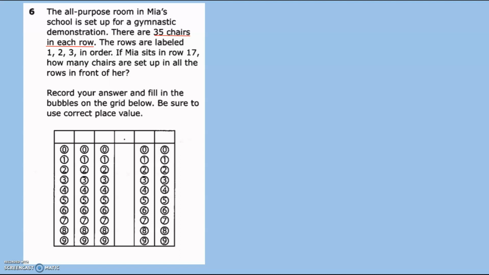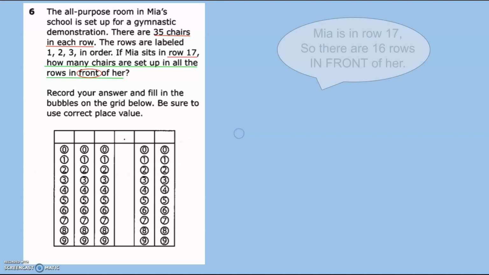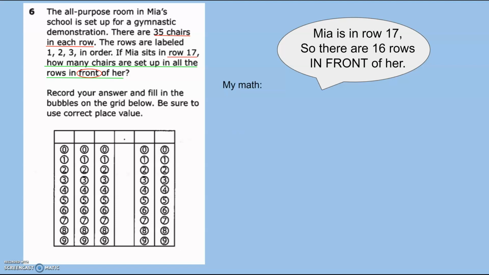First of all, I need to remember that there's 35 chairs in each row. I need to remember that Mia's sitting in row 17. And my question asks me, how many chairs are set up in all the rows in front of her? So, I'm thinking to myself that Mia's in row 17, so that means there's 16 rows in front of her. So the math that I'm going to need to do for this one is kind of hefty. I'm going to need to do 35 seats times 16 rows.